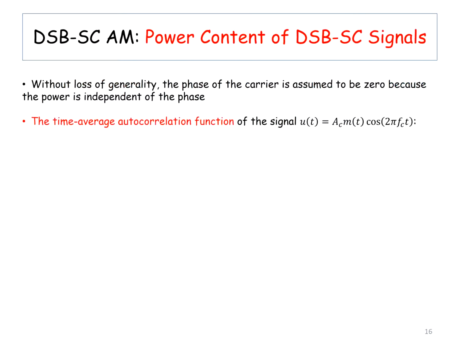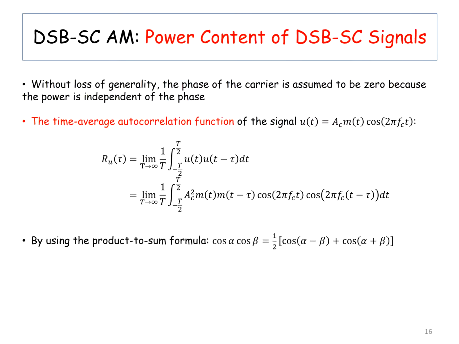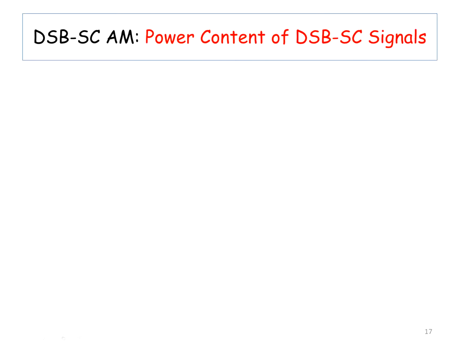After determining the bandwidth requirement, let us now focus on the power content of the modulated signal. Without loss of generality, the phase of the carrier is assumed to be zero, since the power is independent of the phase. The time average autocorrelation function for the modulated signal is here. By using the product to sum formula of the cosine function, the autocorrelation function is re-expressed. The autocorrelation function is detailed here.